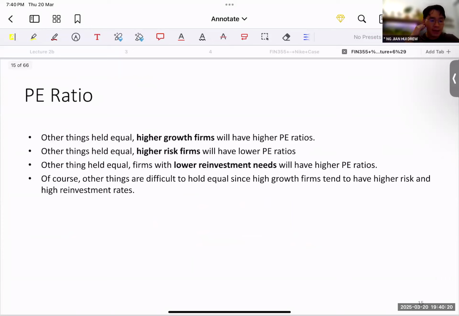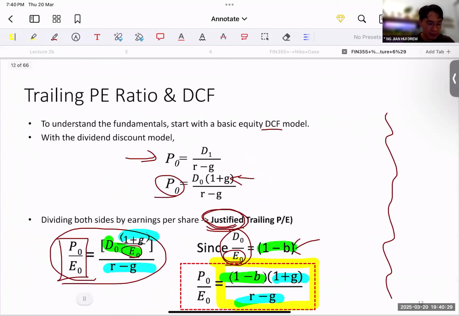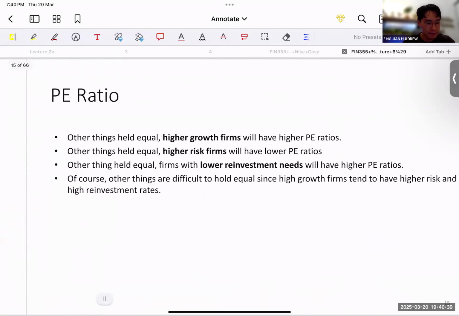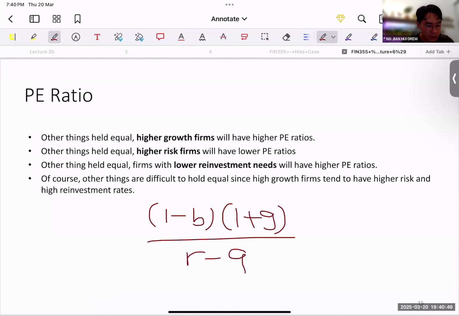So some things to note about PE. I would like to pull in the justified PE. So I'm just going to put here this one. I'm going to use this formulation, the trailing one: (1 minus B)(1 plus G) over (R minus G). Okay, so this is PE.